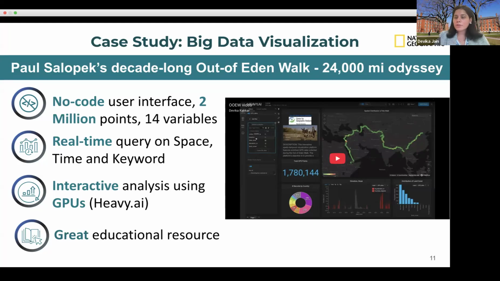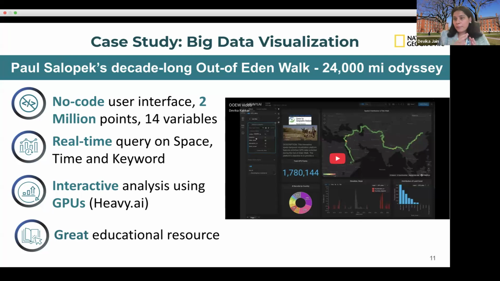One of them is called Heavy, a company we work with to provide this kind of visualization. This particular project is our collaboration with National Geographic. Paul Salopek is a journalist walking across the globe, and as he walks, he sends us his GPS points to map. These GPS points not only have latitude and longitude, they have a lot of other information: elevation, which country he is in, what the population is, and so on. So till now, we have about 2 million points with 14 variables.